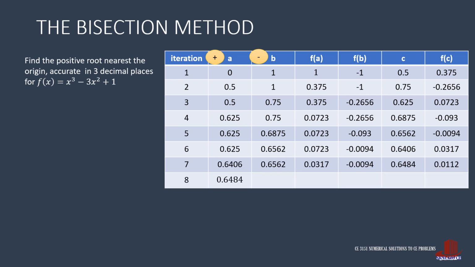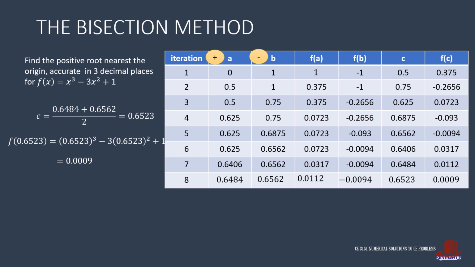So a becomes 0.6484 and f of a is 0.0112. b is still 0.6562 with f of b as negative 0.0094. c is then 0.6484 plus 0.6562 divided by 2 to have 0.6523. Use this to have f of c, which becomes 0.0009. Since this is positive, c should replace a.